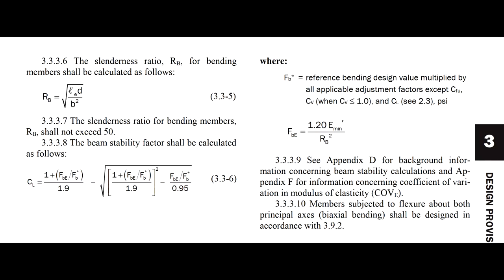Next, once you have the effective length determined, there are a series of intermediate calculations you make to determine the beam stability factor. You first calculate the slenderness ratio by equation 3.3-5 and make sure it doesn't exceed 50. If it does, you need to redesign your member and select a different section. Next, you calculate two stress parameters, F sub bE and F sub b star, which are calculated as shown. Finally, you calculate the beam stability factor from equation 3.3-6, and again, we will look at some examples of this in the next video.